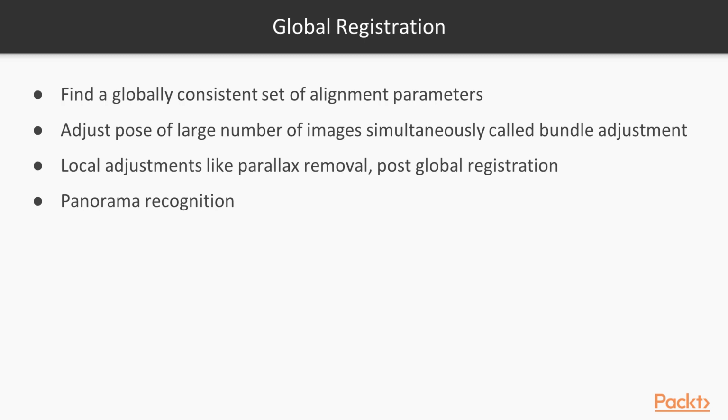In the case of 360-degree panoramas, accumulated error may lead to the presence of a gap between the two ends of the panorama, which is fixed by a process called gap closing by stretching the alignment of all images. And finally, we need to discover images that go together, which is also known as panorama recognition. Let's see a small example of performing bundle adjustment on a set of images.